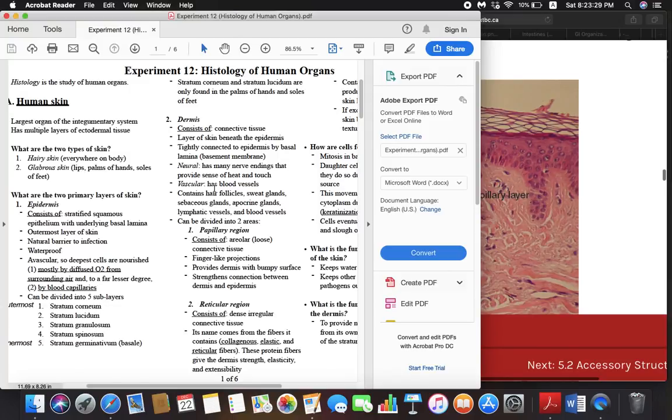It has blood vessels. We also need to know that the dermis contains hair follicles, sweat glands, sebaceous glands, apocrine glands, lymphatic vessels, and blood vessels, and this is what gives the dermis its vascularity, the blood vessels.